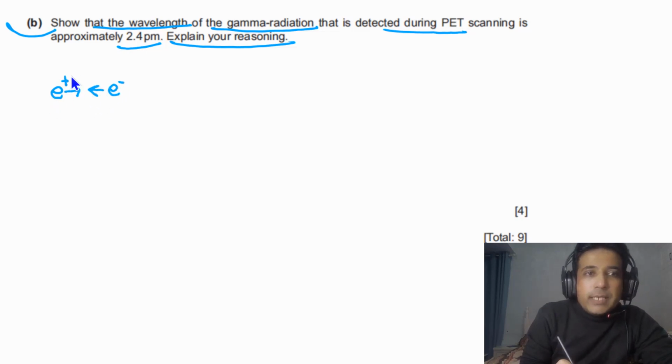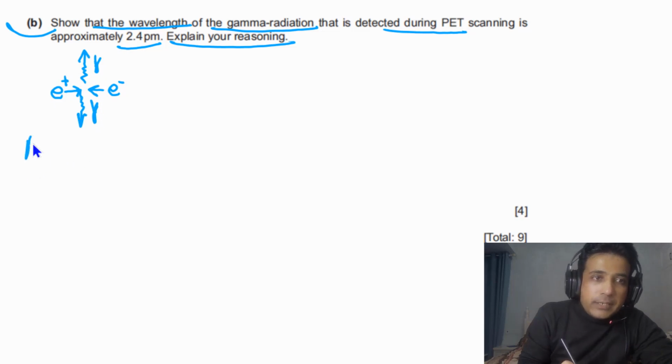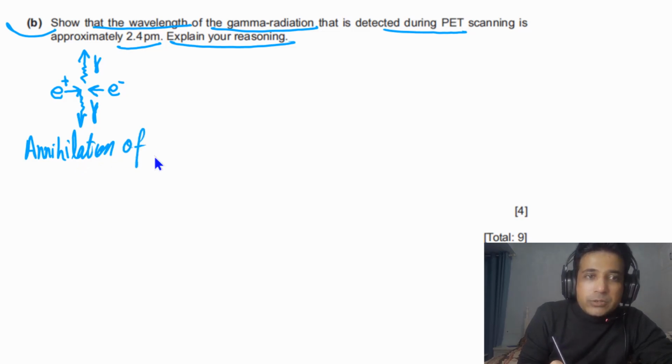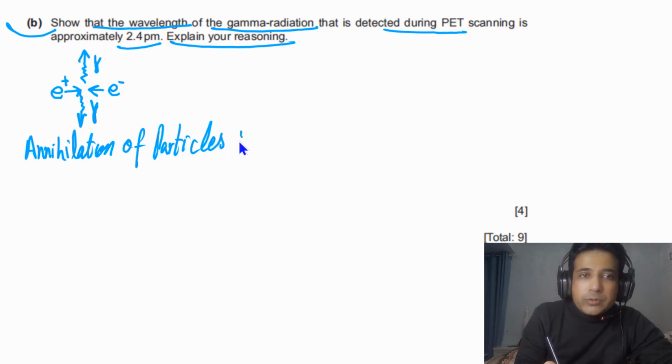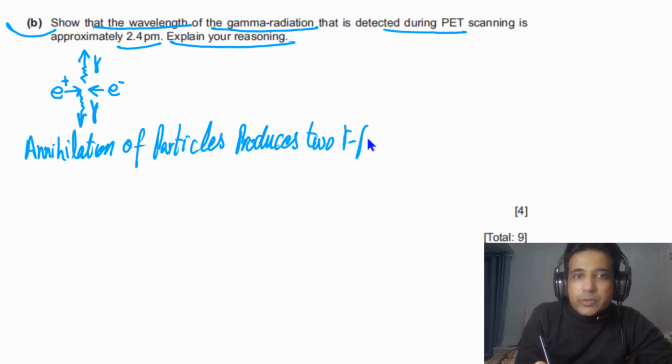When electron and positron meet, they will annihilate. So annihilation will take place and 2 gamma photons will be emitted. Why 2? Because momentum has to be conserved. So we can say annihilation of positron and electron produces 2 gamma photons. It's very important to write down this sentence because this has 1 mark.